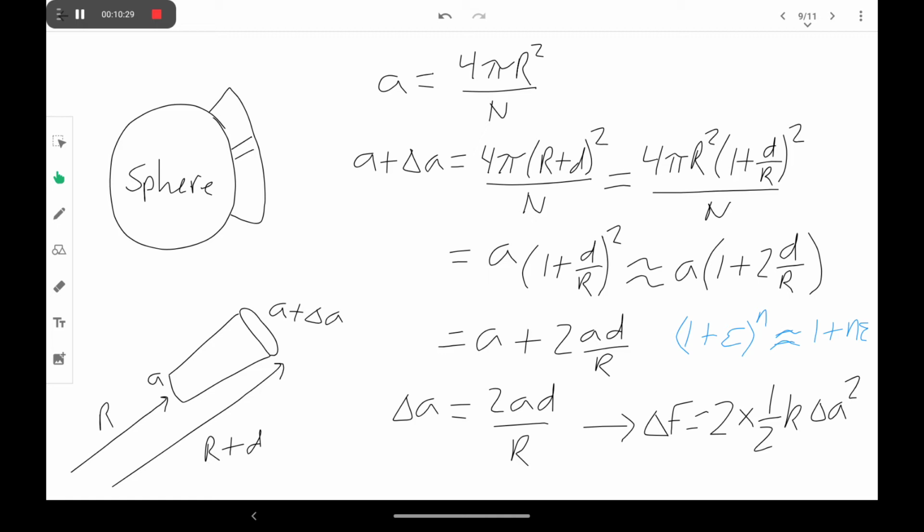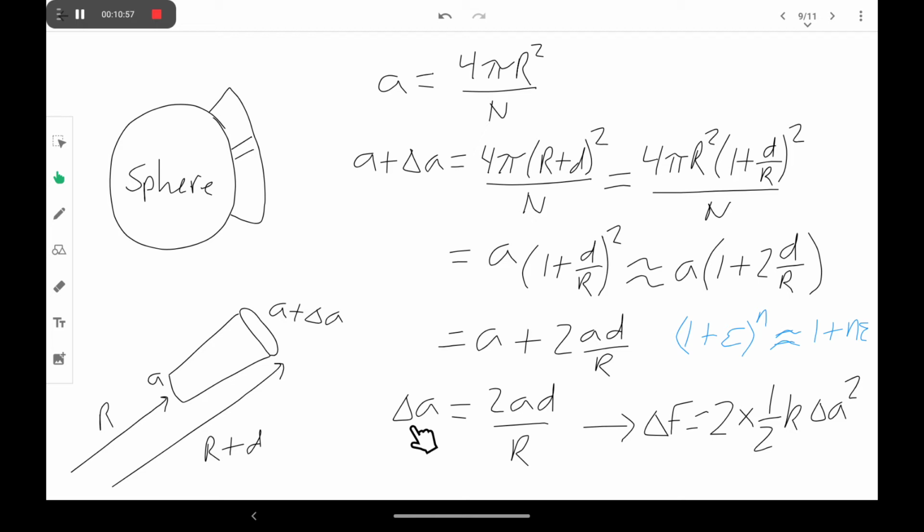So that is a series expansion. That's something good to memorize. That happens a lot in physics. But in doing so, we just pull the power of 2 down in front of this small number, this d over r. Okay? Then we can distribute that a through again. And then we can see a plus delta a equals a plus 2ad over r, which tells us delta a is 2ad over r. So we found delta a, which is what we needed, so now we can find our delta f.